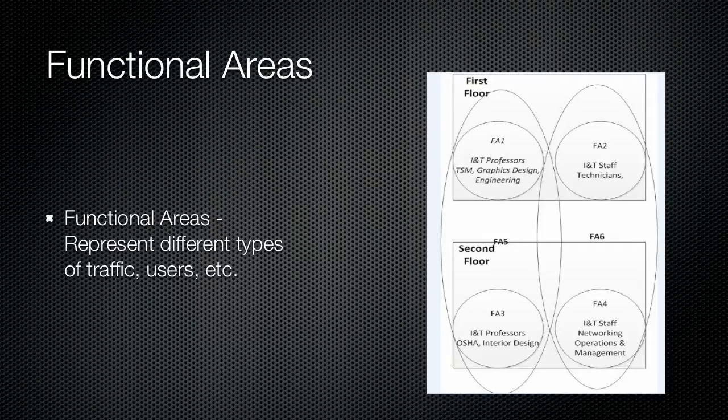The functional areas represent different types of traffic, users, just different ways that the university uses the network. And that can be separated also by geographic location, which you see in this graph right here. The first floor houses both faculty and staff, as well as the second floor. And so they're grouped in different functional areas by geographic location, but they're also grouped together, even though they're apart, into a single functional area because of what type of users they are and what type of applications they use.